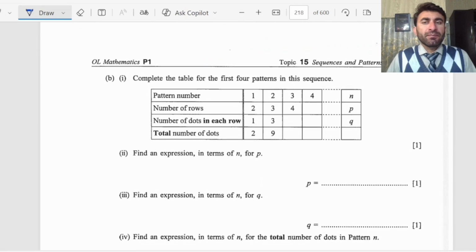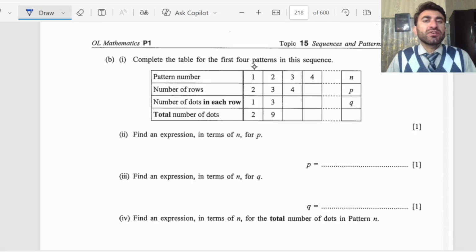It stated complete the table for the first 4 patterns in this sequence. So first it is the pattern number, then it is the number of rows, and as we see the number of rows is one more than the pattern number. So the number of rows for fourth pattern will be 5. Then it is the number of dots in each row, and we can see that they are increasing by 2. So the number of dots in third pattern will be 5, and the number of dots in fourth pattern will be 7, the dots in each row.